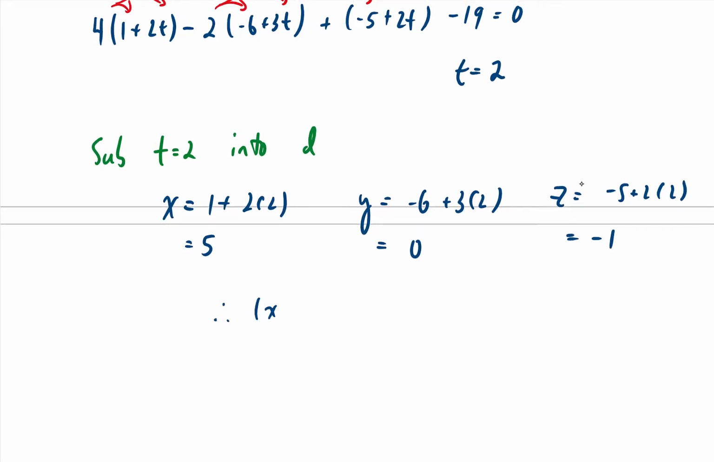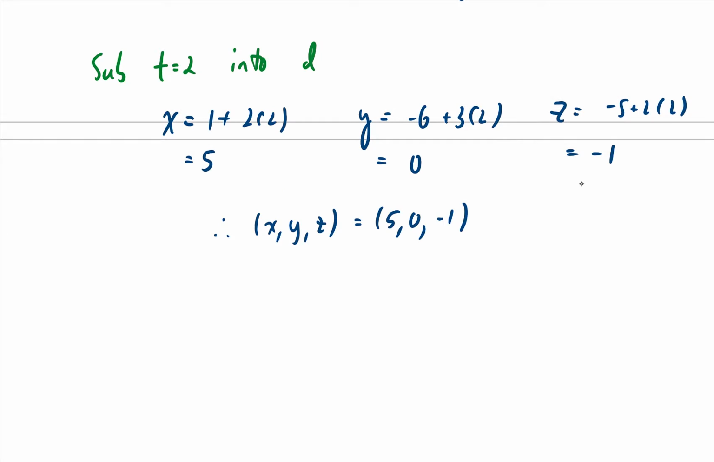So therefore, our point of intersection, x, y, and z, is equal to 5, 0, and -1. The last thing I'd recommend is you verify that this point is indeed on the plane. We know it's on the line, since we subbed the t value back into the equation of the line, this is the point it gives us. So now let's make sure that this point is also on the plane.